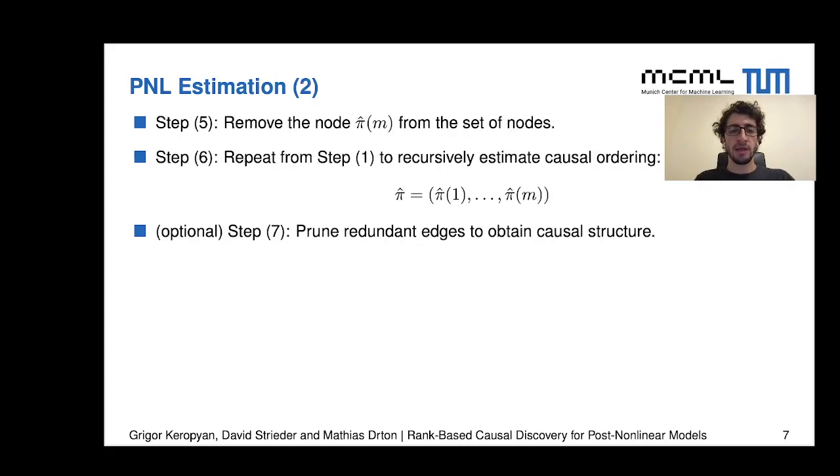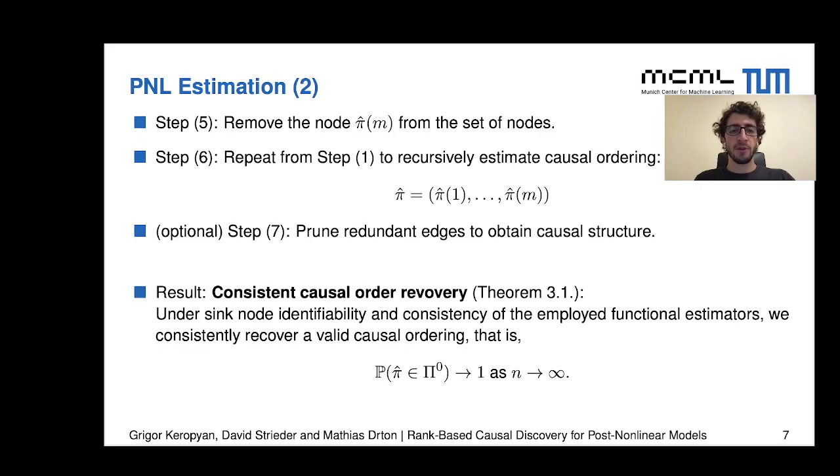After estimating a sink node, we remove it from the nodes and recursively repeat the same procedure to estimate the causal order P. In the paper, we also provide a consistency result for this suggested method. Under some additional identifiability conditions, if the sample size goes to infinity, the estimated causal order is one of the possible valid causal orderings with probability 1.